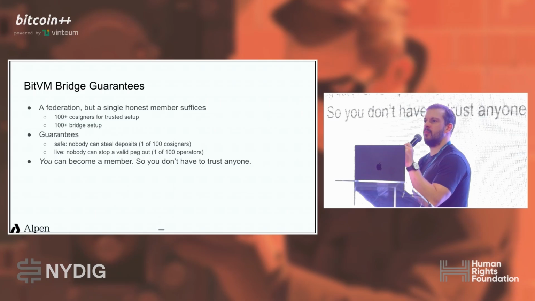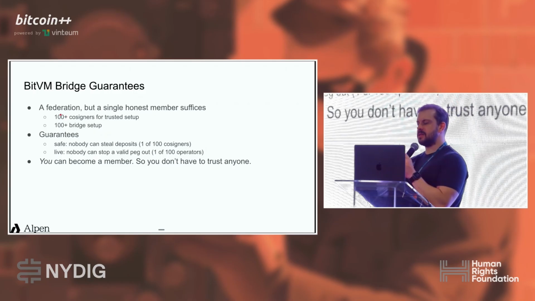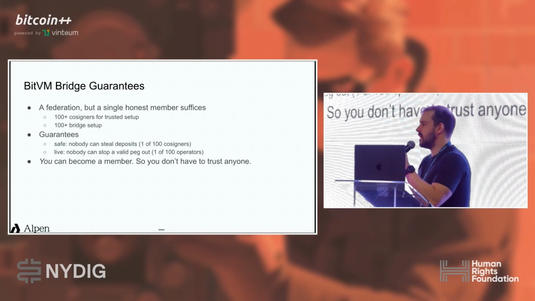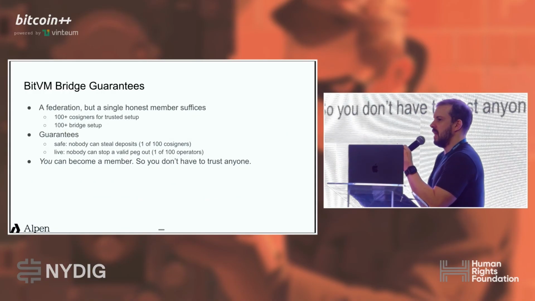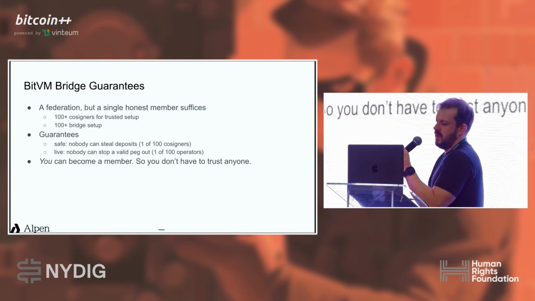Why are we using BitVM bridges? Because they have really nice guarantees. They are comprised of a federation, but it's not a majority trust network. Only a single honest member suffices. So what does that mean? You can have 100 plus cosigners to do a trusted setup. You can have 100 plus operators in the bridge setup, and the guarantee is that it is safe and live.